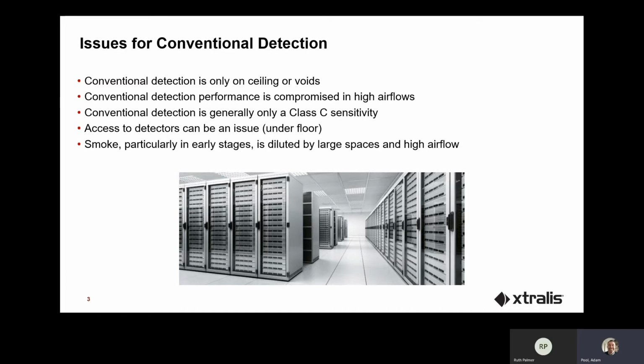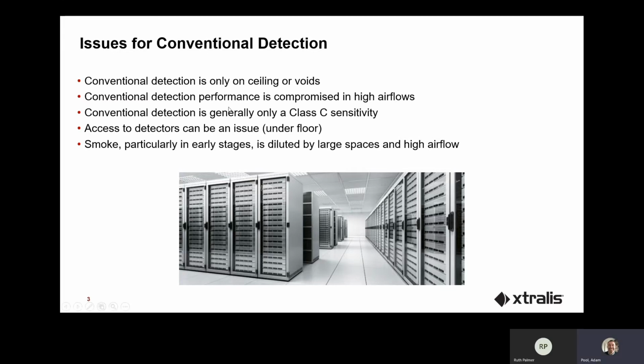But also, conventional detection is generally only a Class C level of sensitivity. We'll talk about sensitivity classes in a bit, but essentially Class C sensitivity is the normal level of smoke detection performance that you'd expect in a data hall type, in an office type environment.